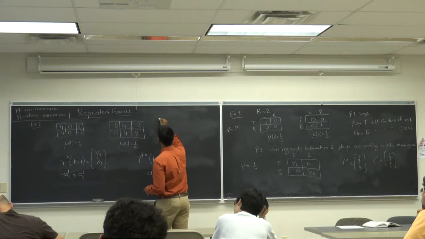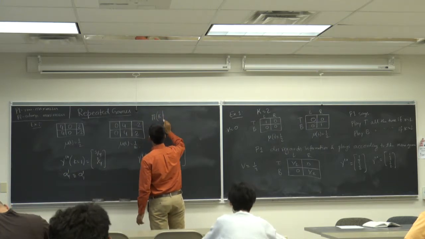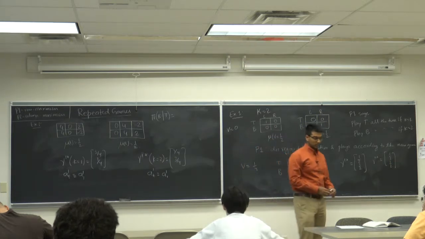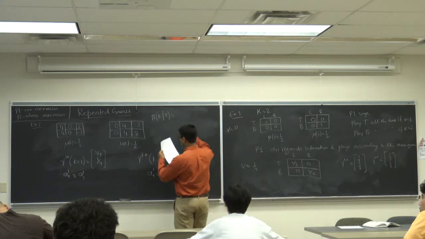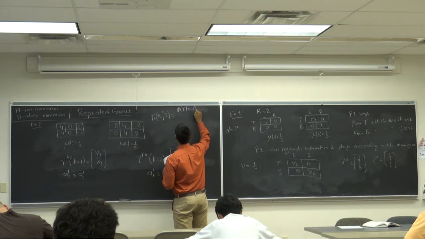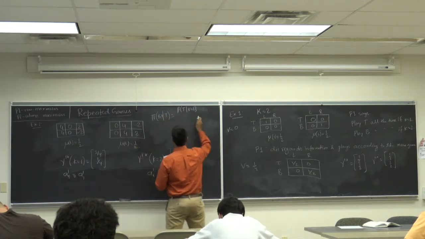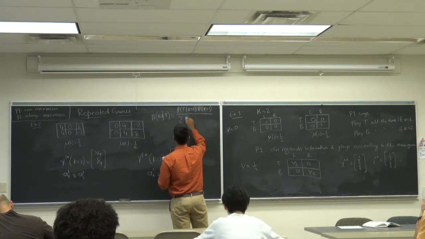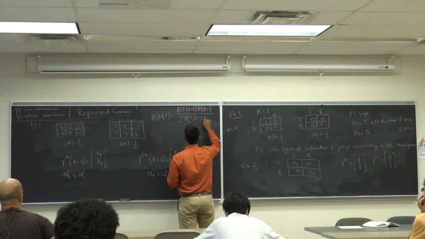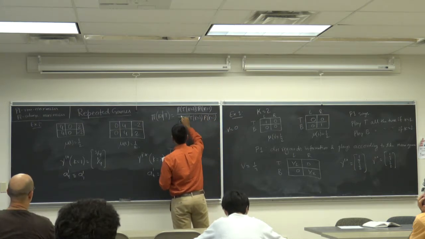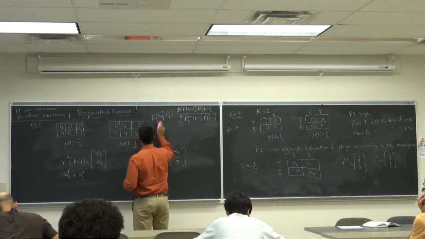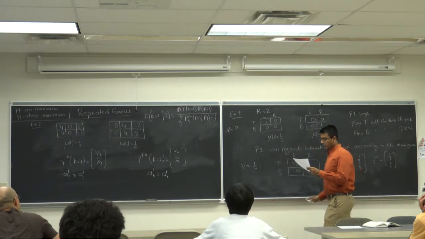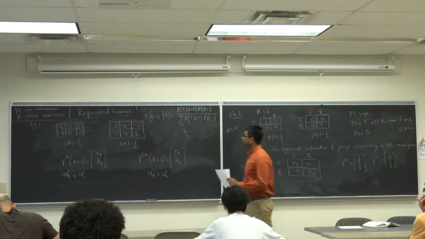And why do I say so? Let me look at the belief over k given the action T of player 1. What is that? That's the probability of T given k equals 1, times the probability of k equals 1, over the summation over i equals 1 to 2 of the probability of T given k equals i times the probability of k equals i. And if you do this computation, it turns out to be equal to 3 over 4.